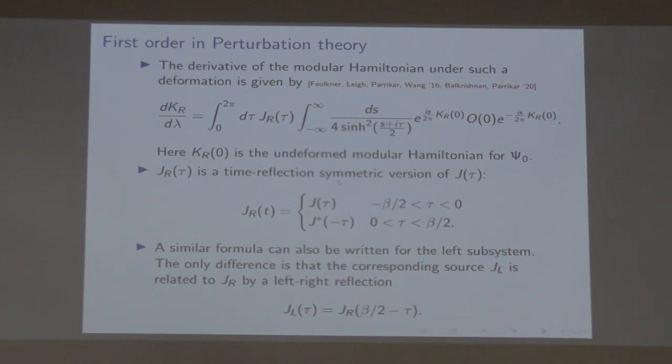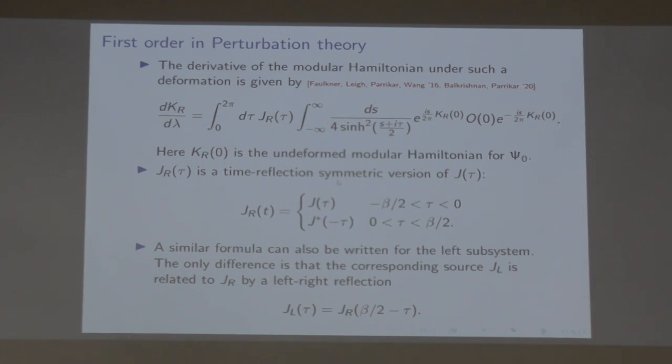I also introduced the source J sub R, which is essentially the same thing as the source that I introduced in the Euclidean path integral, but it's the time symmetrized version. The source that I introduced before was only on the lower half, from tau going from 0 to minus beta over 2. This J sub R is just the time reflection symmetric version of that.